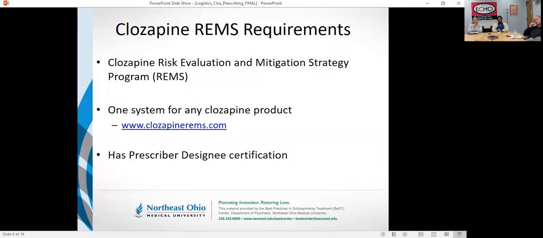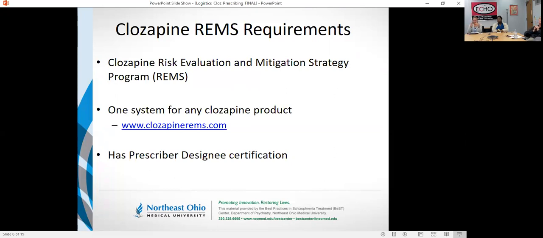So the Clozapine REMS program is one system for any clozapine product that you're going to use. This could be the tablets, the orally disintegrating tablets, or the suspension. For any clozapine product, regardless of manufacturer, everything's going to go to this one system. It did have a little bit of bumps and bruises as it was getting lifted off the ground, but most of the logistical challenges should have been ironed out by now.